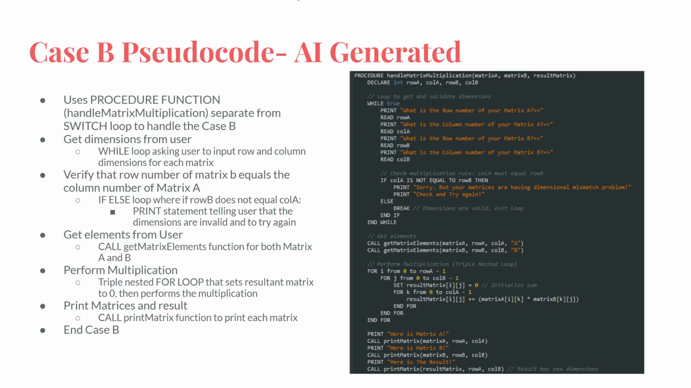And once it receives the elements using those two functions, it will perform the multiplication by using a triple nested for loop. And within that triple nested loop, it sets the result matrix to 0. And then it uses the same result matrix dot product multiplication formula that I used. And finally, it goes in and prints matrix A, matrix B, and the resultant matrix using the print matrix function.